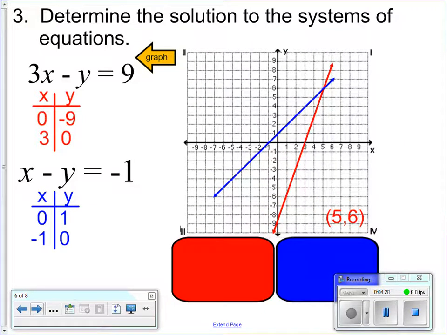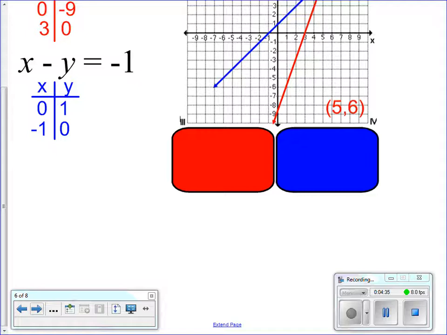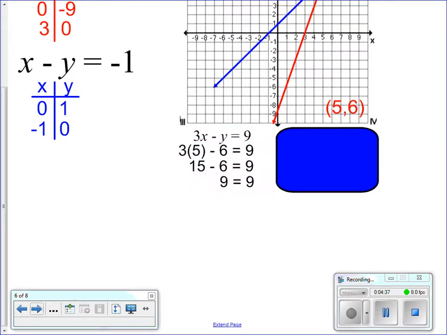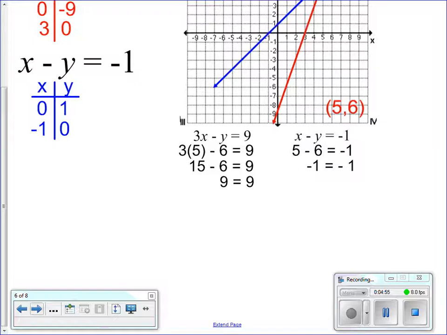at my two intercepts, x and y intercept, and then I can see that they cross at 5, 6. Now I'm just going to check in both of the equations and make sure that works. In the first one, I substitute 5 for x and 6 for y, so I get 3 times 5 minus 6 equals 9. That means 15 minus 6 equals 9, and 9 equals 9. It works in that equation. How about this one? Substitute 5 for x and 6 for y, so 5 minus 6 is negative 1. So negative 1 equals negative 1.